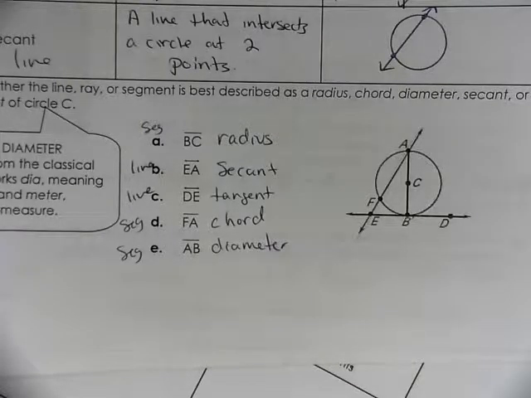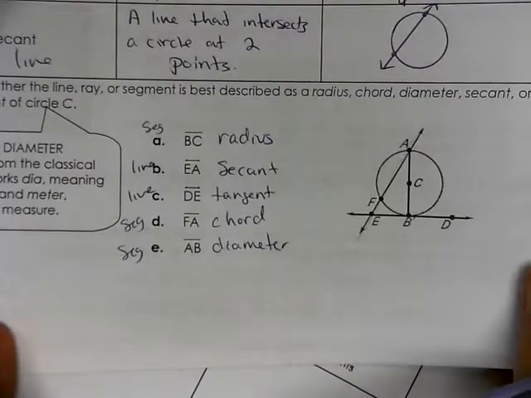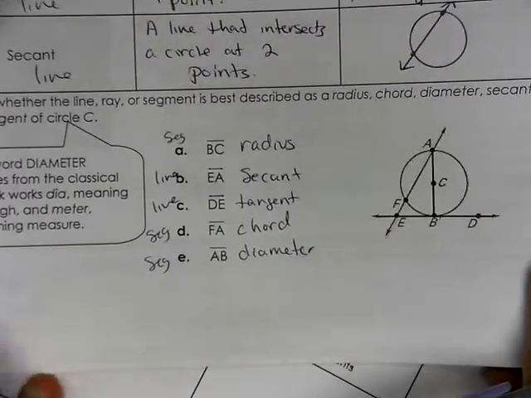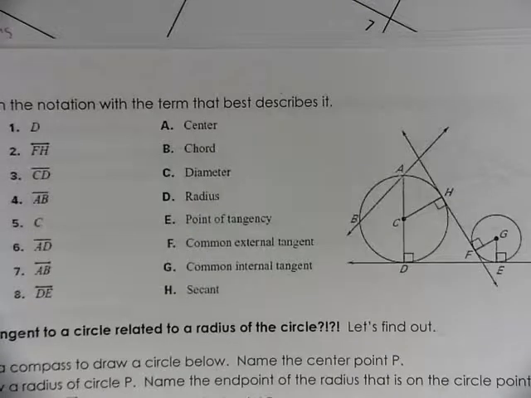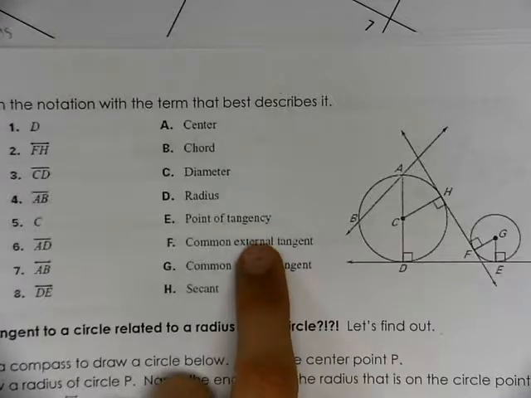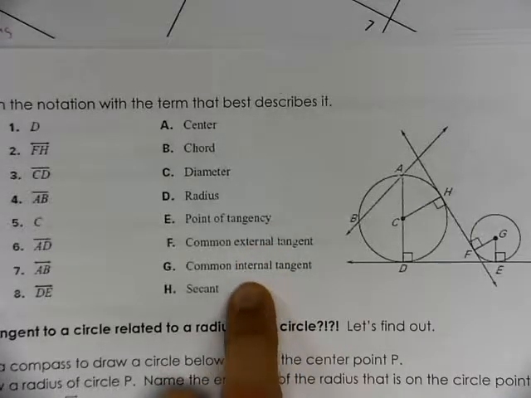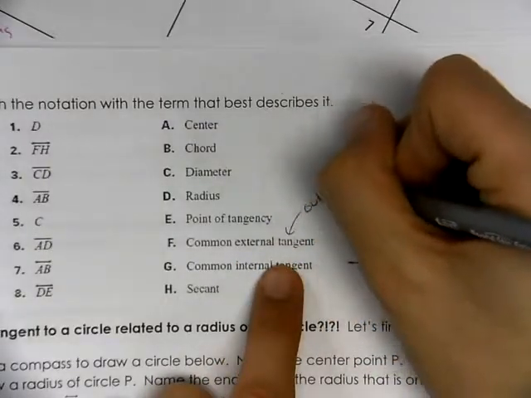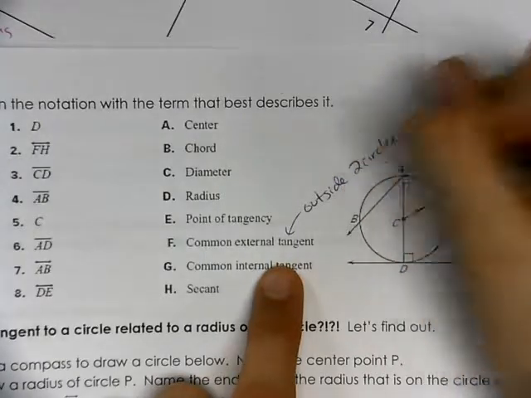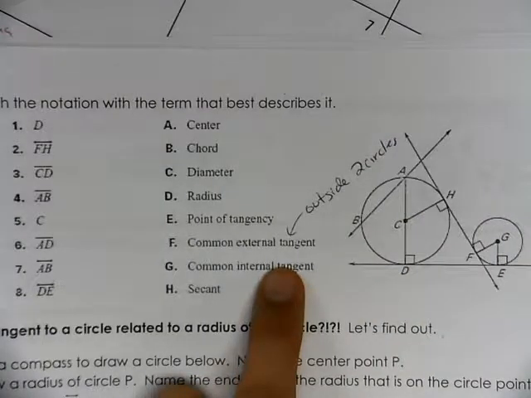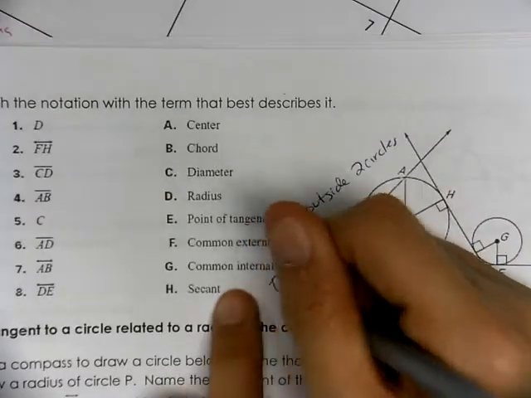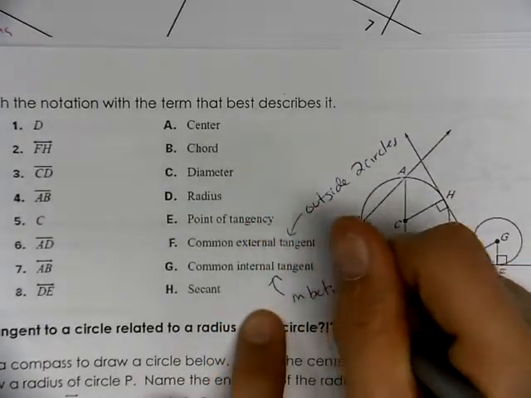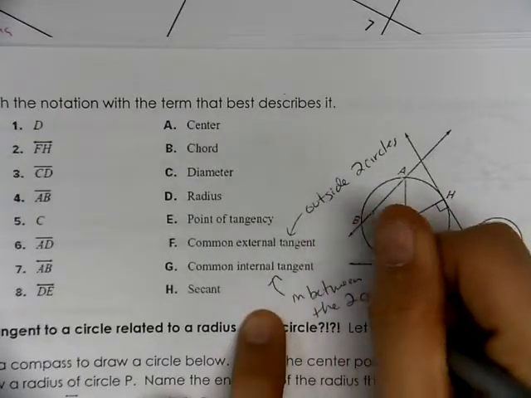So we just got to get through some vocab first. On the next page, there's a bigger picture. The only thing I want to talk to you about, or I'm going to have you do this on your own, is common external tangent and common internal tangent. Common external tangent means the line is outside the 2 circles. It hits 2 circles both at the outside. Common internal tangent, it should be in between the 2 circles.